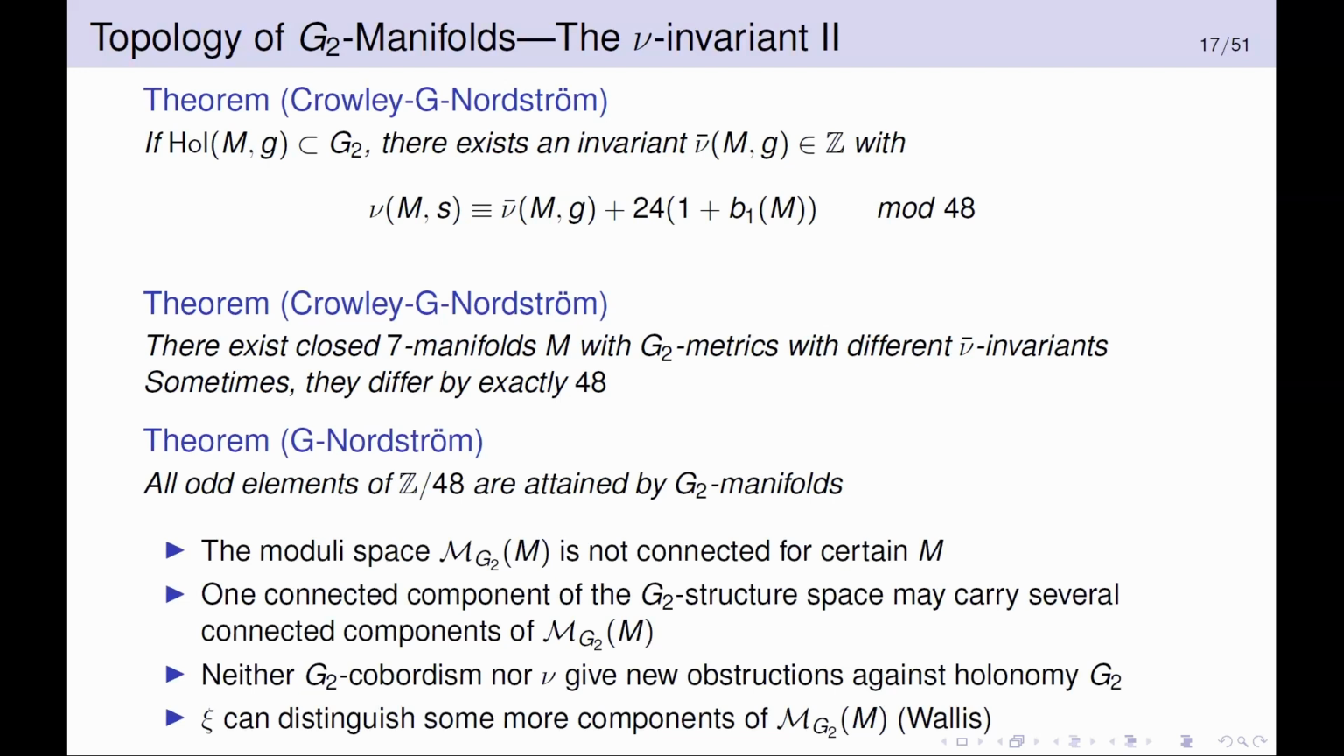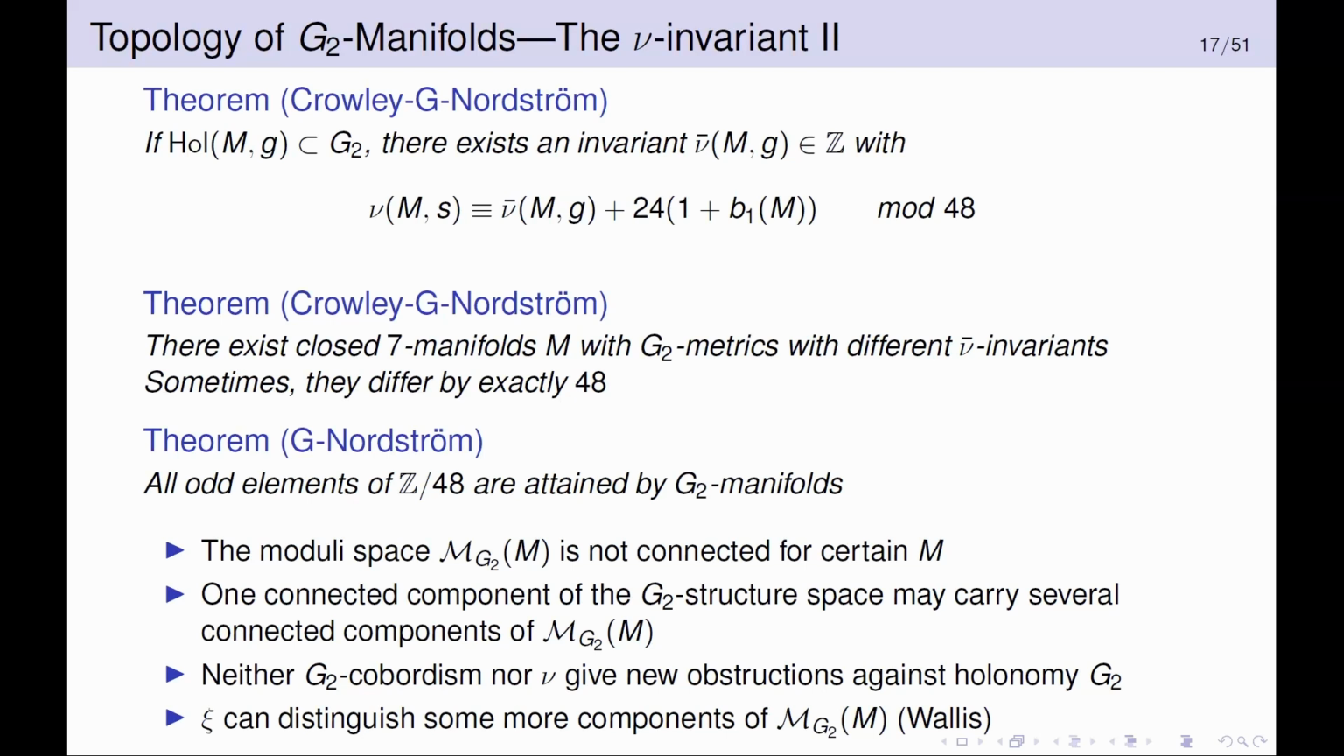Now, let's see what we can deduce. First of all, the moduli space is not connected for certain n, simply because there are different values of the nu invariant. And more interesting, I guess, if you have one connected component of the G2 structure space, and you find two G2 metrics whose nu invariants differ by 48, they are still in the same component of the structure space, but if you want to lift it up to holonomy, you see that the connected components are different and very well separated.